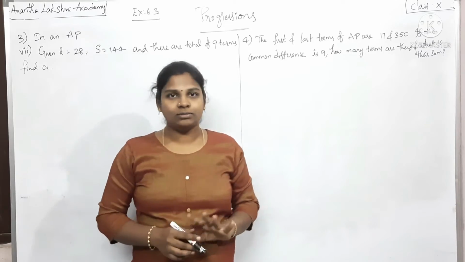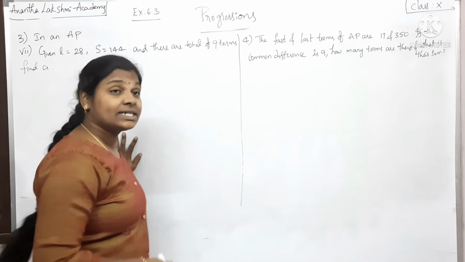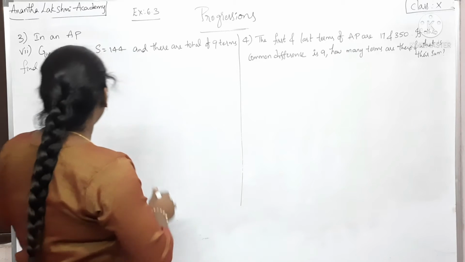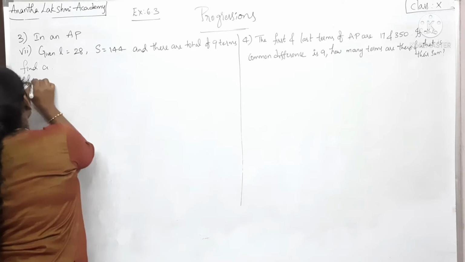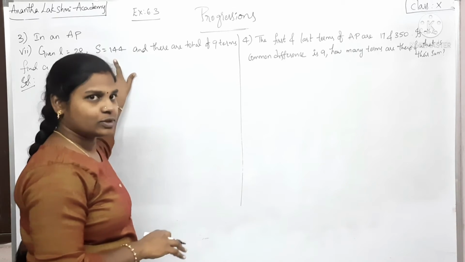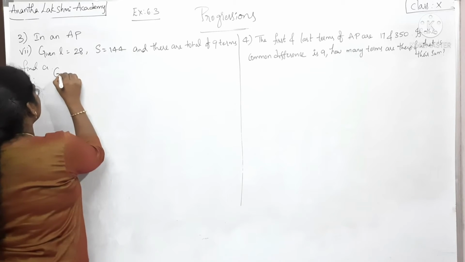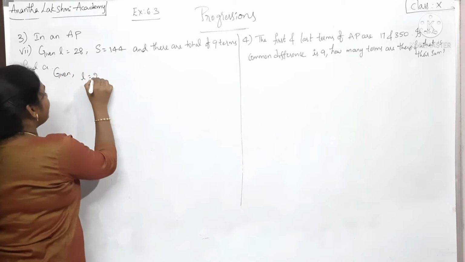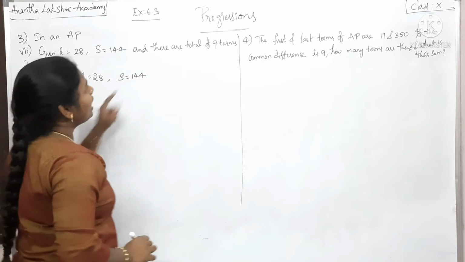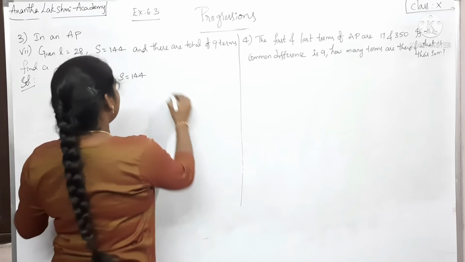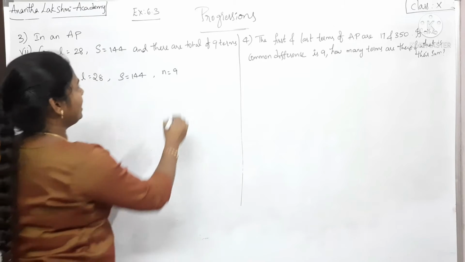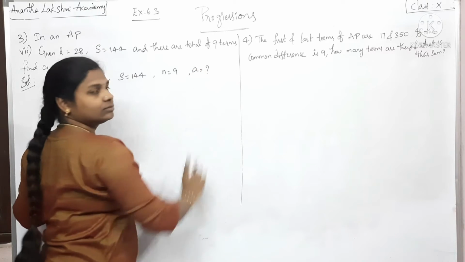Here we have the third problem. There are 7 bits in this particular problem. I'm going to solve the 7th one for you. If you're not able to get them, just let me know. Remaining are quite simple. This is somewhat different, so I am solving this for you. Given l is equal to 28, the last term, and the sum of the numbers is 144, and there are a total of how many terms? 9 terms. So n is equal to 9. Find a.